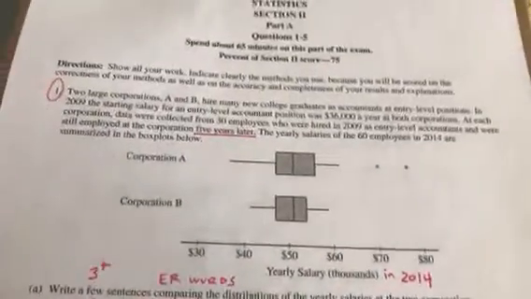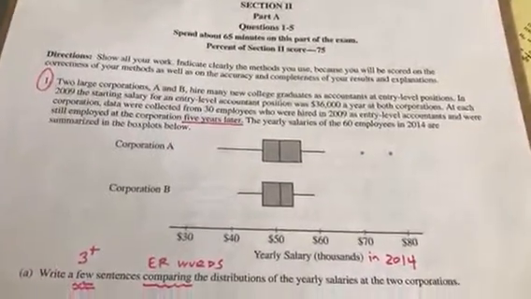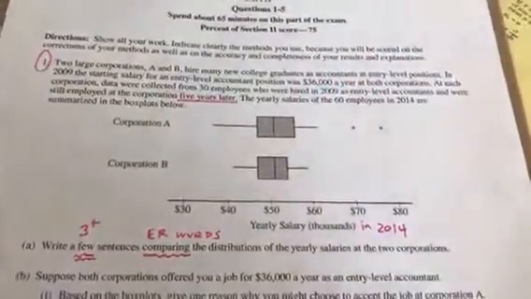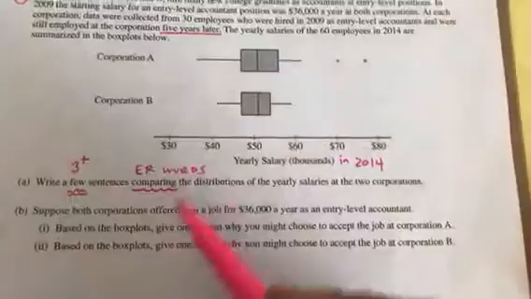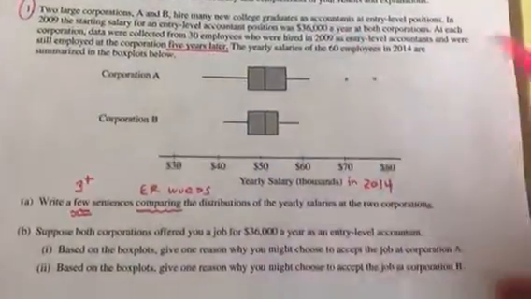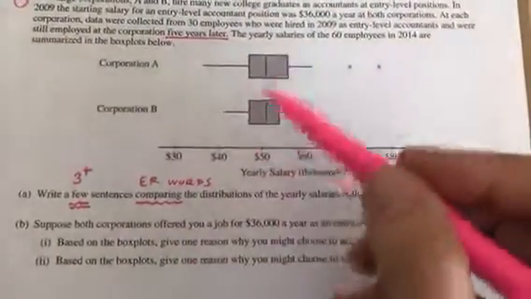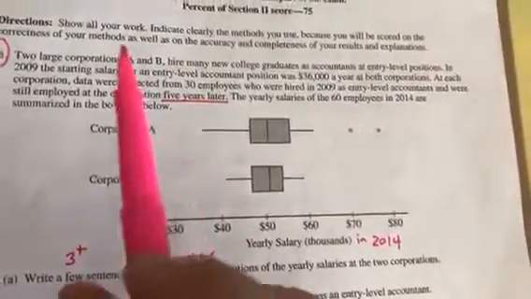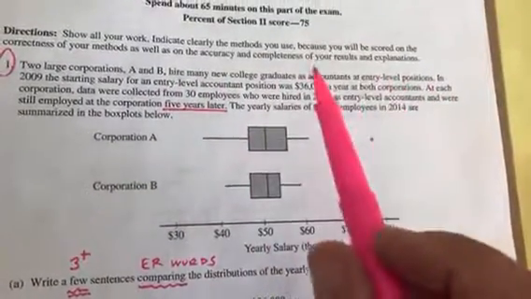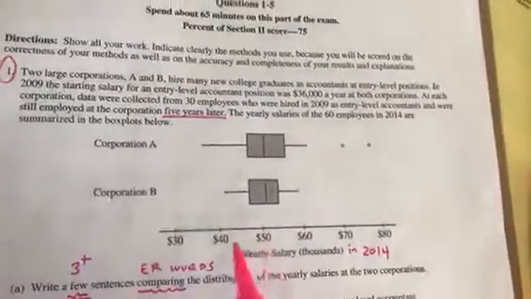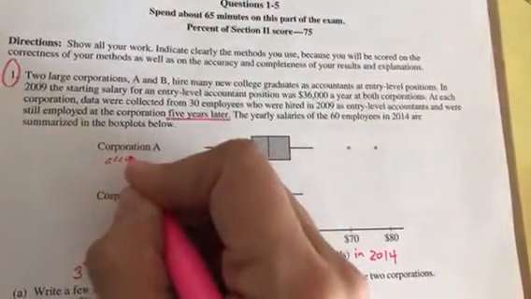one. And this question we had in class more than once was the battery question. Same thing, but we did it with back-to-back stem plots. So you could ask the same information with stem plots or with box plots. So let's dive in. The question states, two large corporations, A and B, hired many new college grads for accountants at an entry-level position. So these are two accounting companies.